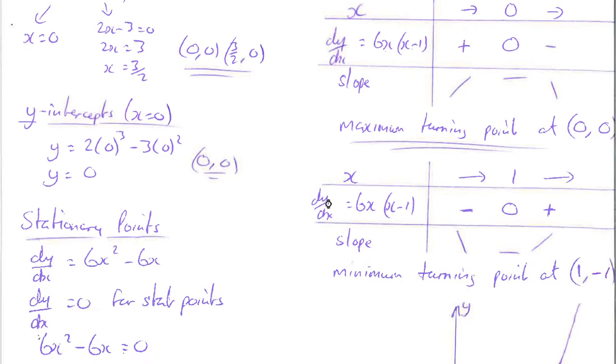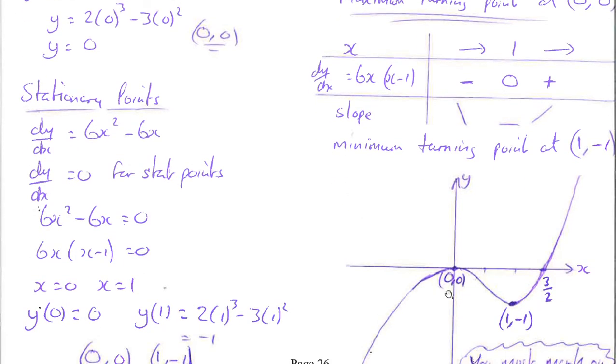I'm going to scroll down to the answer here. What we found out is there's a turning point at (0, 0), so we could mark that on. We know the x-intercept is at 3 over 2. We know there's another turning point at (1, negative 1). So what we've just found out is that before 0, when the x-coordinate is negative, the curve is increasing, there's a positive gradient, so the curve's coming up. So it's got to look like that.